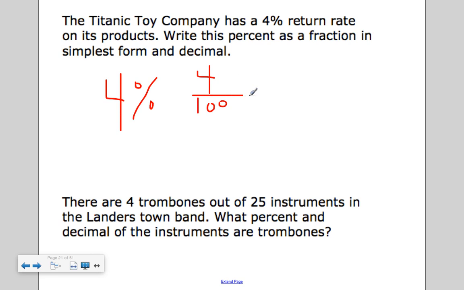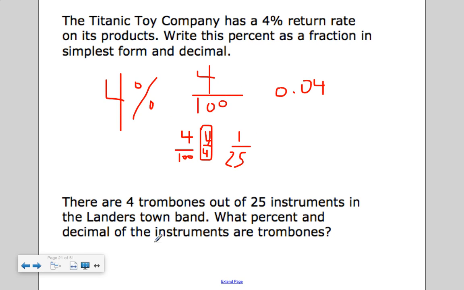How can I write 4 hundredths as a decimal? 4 hundredths. And this is the percent, the fraction, and decimal. They're all equivalent. However, before we can leave this question, can this be simplified? What can I divide both of these numbers by? I can divide both of these numbers by 4. So I could simplify this to 1/25. So all three of these are synonymous with the same thing.